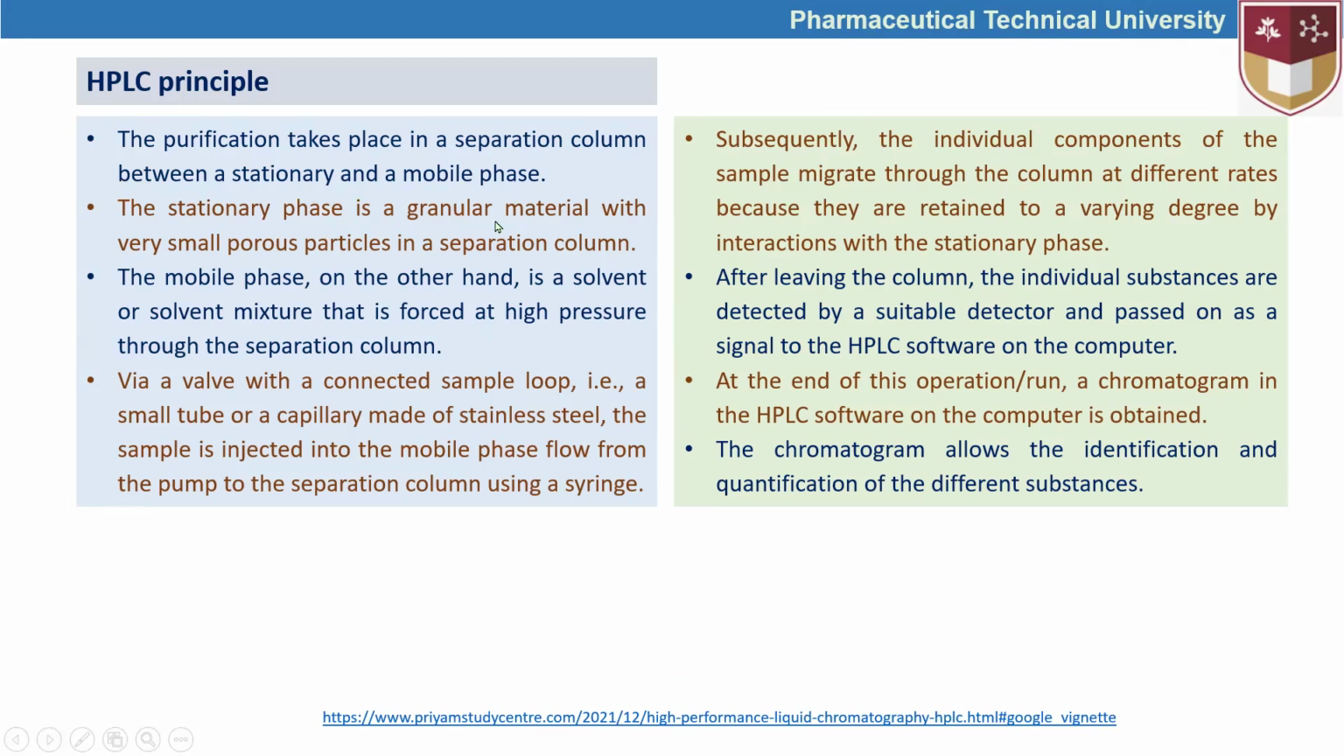We talked about this a bit. The stationary phase is a granular material with very small porous particles in a separation column. If the sorbent is smaller, it will be easier for us to separate the compounds in the column. The mobile phase, on the other hand, is a solvent or solvent mixture that's forced at a high pressure through the separation column. We are required to optimize the condition.